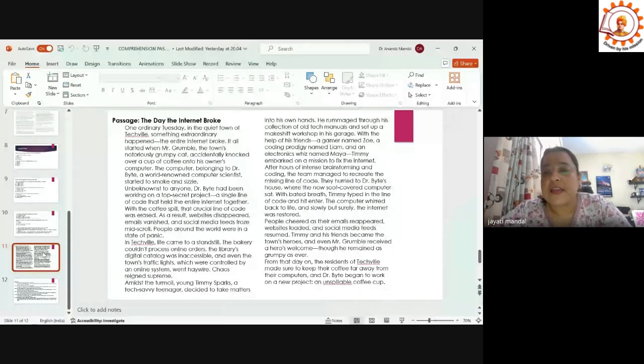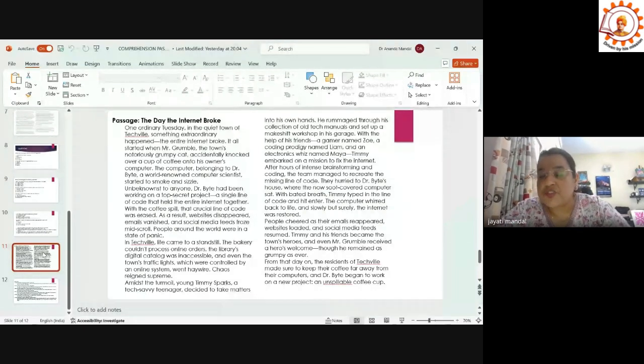After hours of intense brainstorming and coding, the team managed to recreate the missing line of code. They hurried to Dr. Byte's house, where the now soot-covered computer sat. So what did Dr. Byte do? Dr. Byte brought out the soot-covered computer. That is, it was covered with dust, and he took it out from somewhere. That computer might be the older version that he used to use earlier.